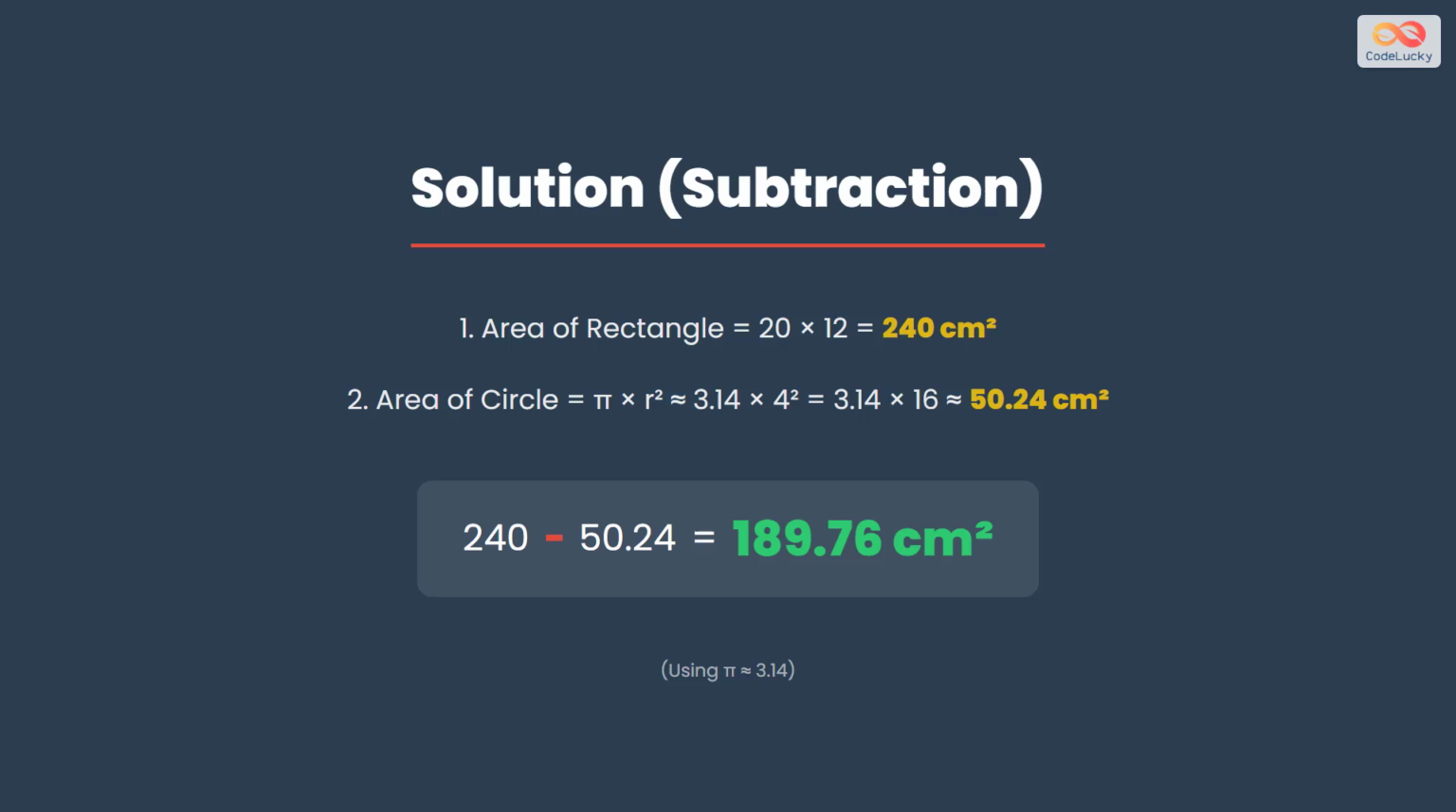First, find the area of the large rectangle. 20 multiplied by 12 equals 240. Next, find the area of the circular hole using pi times radius squared. 3.14 times 4 squared is roughly 50.24. Finally, subtract the circle from the rectangle. 240 minus 50.24 equals 189.76 square centimeters.